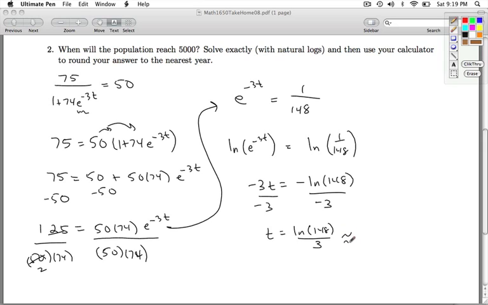If you use a calculator, this was roughly, I believe, 1.6, etc. And so this means 1.6 years after 2008. So when will the population reach 5,000? So what's our final answer here? It's somewhere between 2009 and 2010. So we started with 100 of the beasts, and in less than 2 years, their population's already up to 5,000.